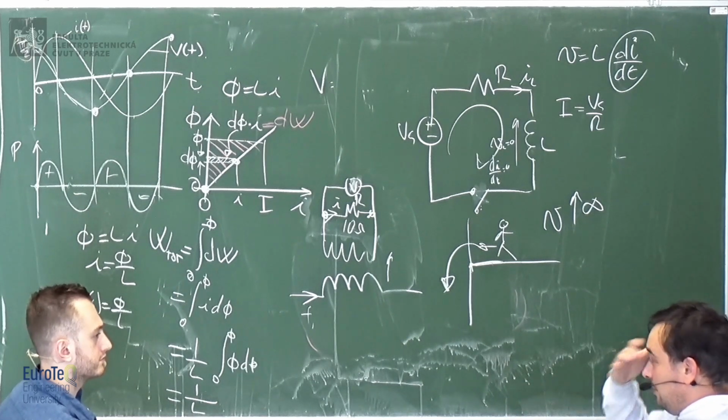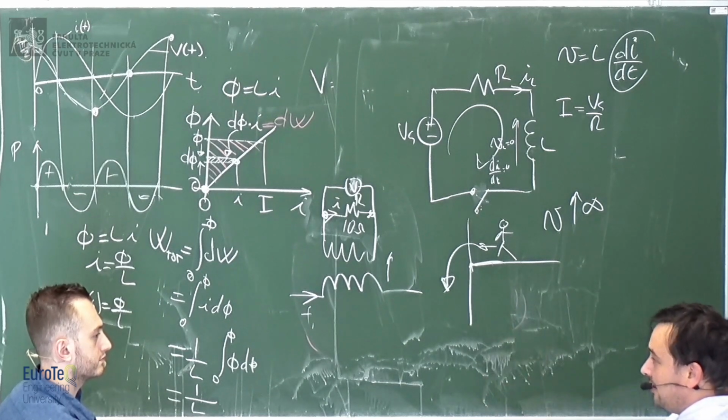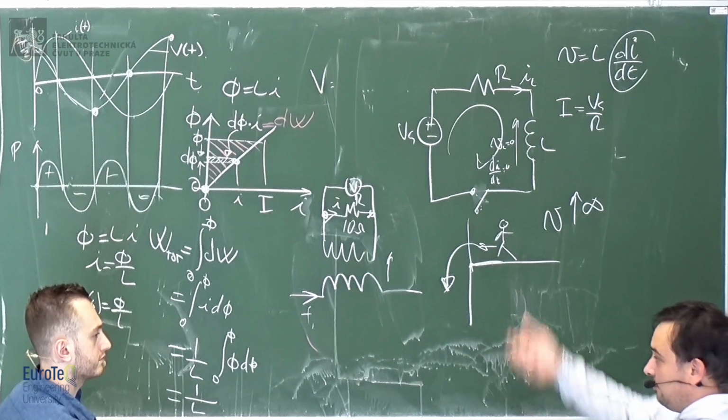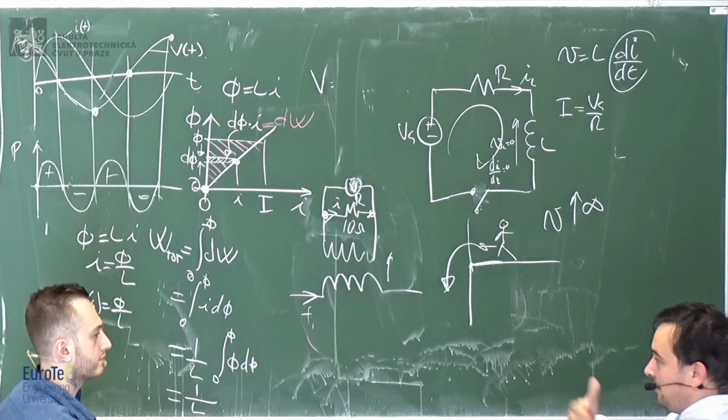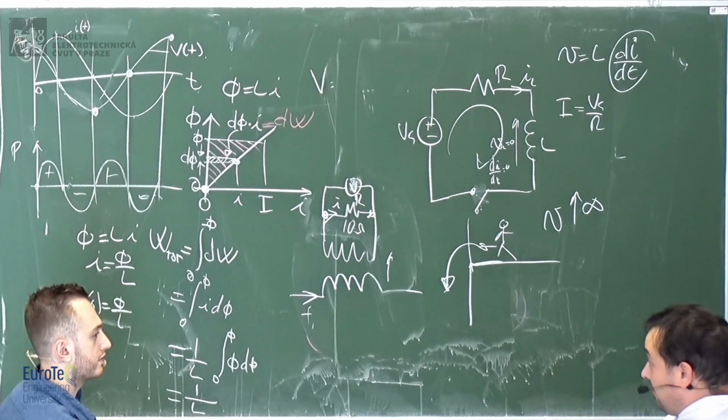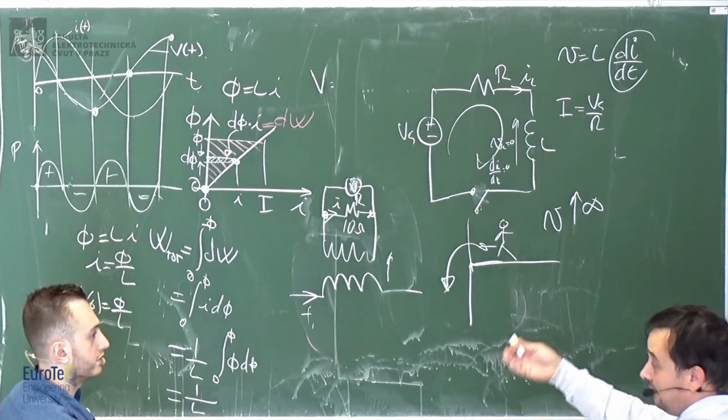You don't have to unscrew anything, and if there is some wire running there in the installation, you don't have to remove the wire. So from the practical point of view, it is an advantage. But one of the second advantages is that you have galvanic isolation.